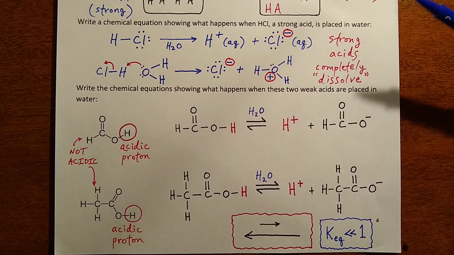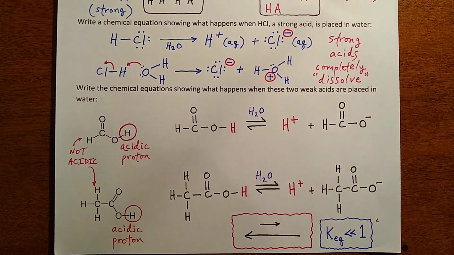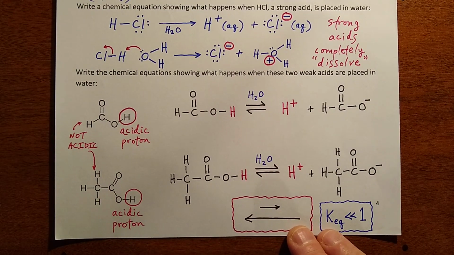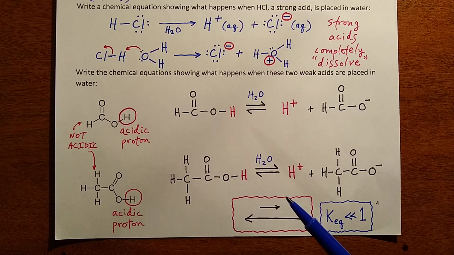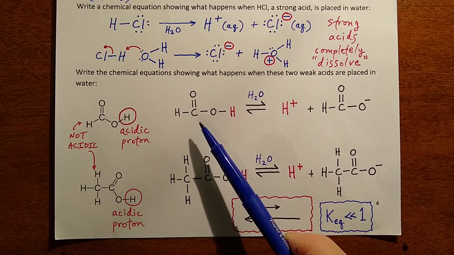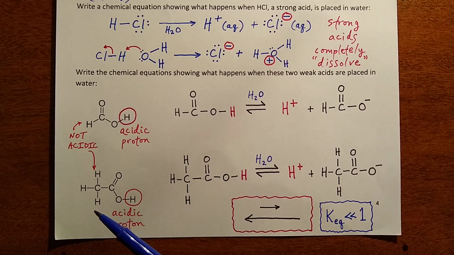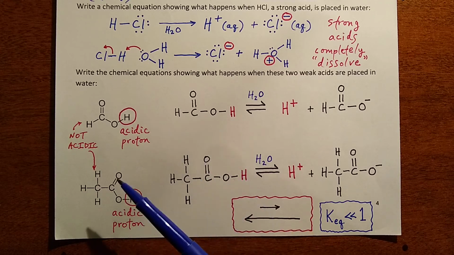Contrary to strong acids being written as just a left to right arrow, we have to represent weak acid dissociation, ionization, whatever you want to call it, with an equilibrium double-headed arrow. So this is an acid called formic acid. I believe ants actually excrete this acid as a defense mechanism. It's the simplest organic acid. It only has 1 carbon.